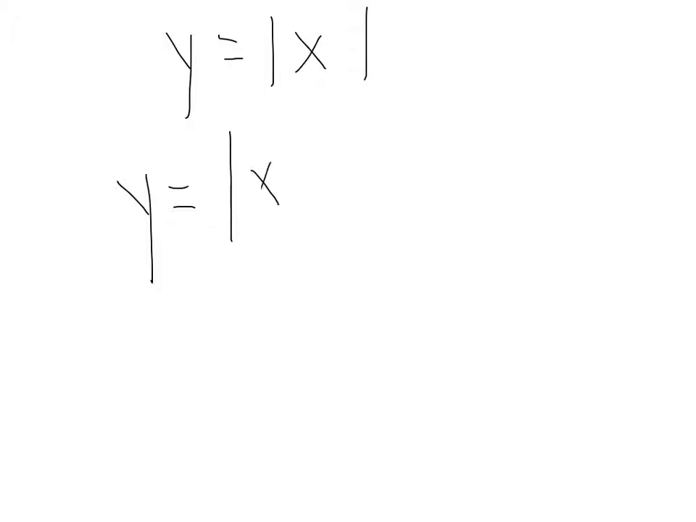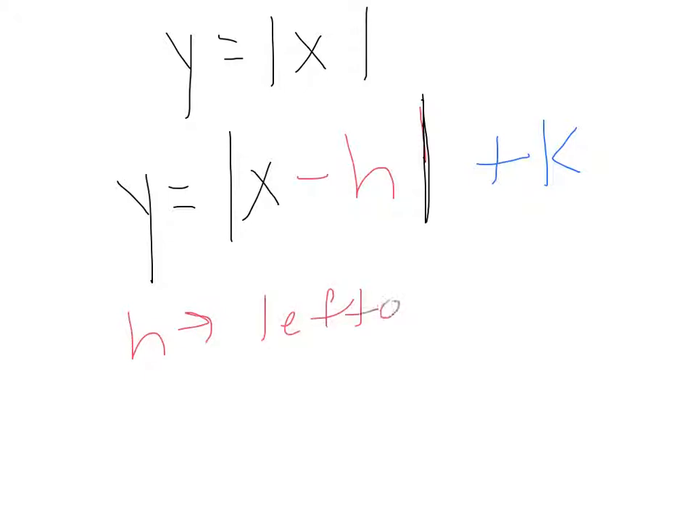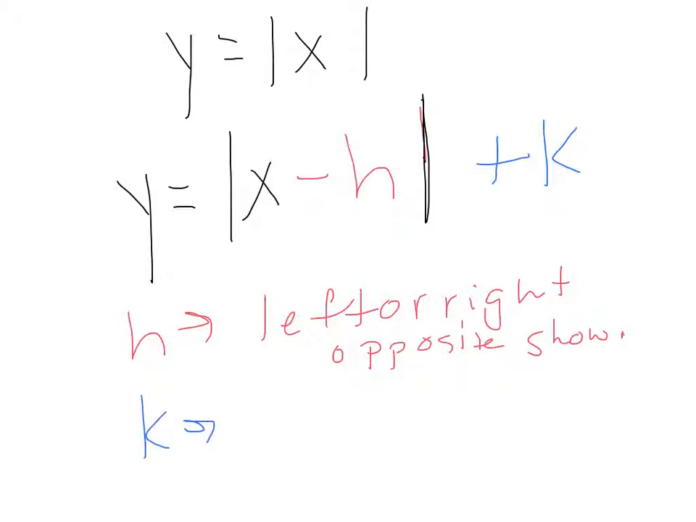So in closing, when you have a parent function like this, and if I have my translations, I have two translations here. I have either a -h, and the reason why I have put minus is because inside the function, remember, it's opposite, or a +k. H is going to move left or right, and it's going to be opposite of what's shown. And K is going to move up or down, and it's going to be whatever's shown is how it's going to move. So if it says positive 3, then it would be going up 3.